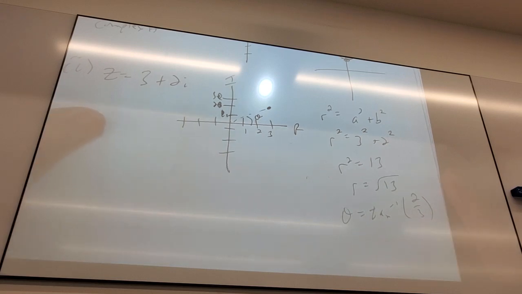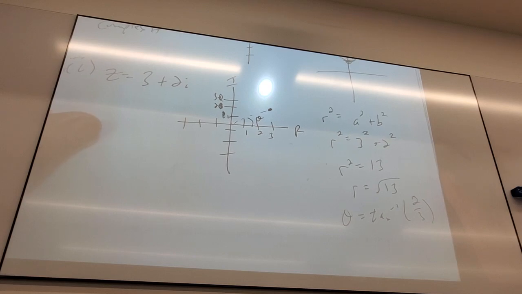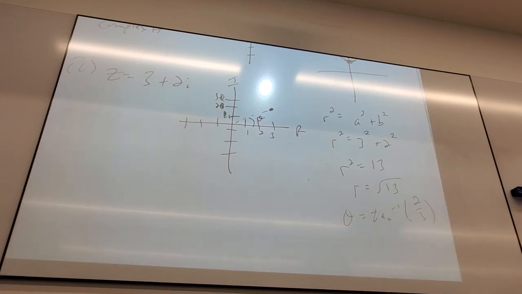For that, we're going to use radians. We kind of leave degrees behind because their usefulness is very short-lived.